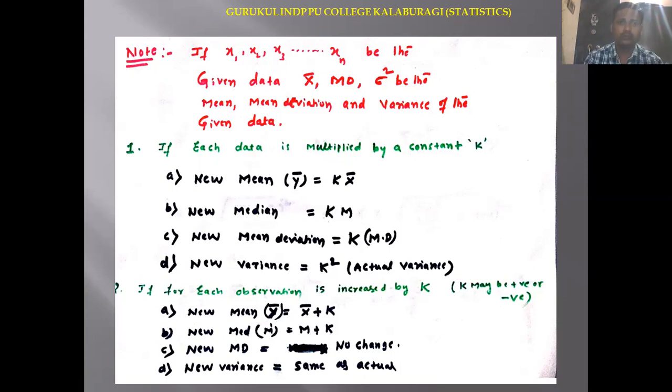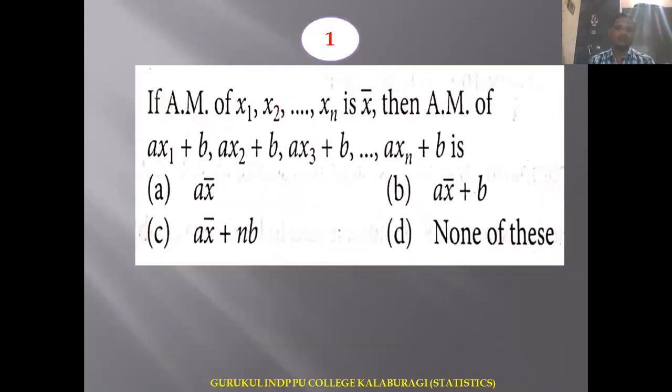Now let us go through some examples. The first example: if the AM of x1, x2, x3, and so on up to xn is x bar, then we need to calculate the AM of ax1 plus b, ax2 plus b, ax3 plus b, and so on up to axn plus b. Now see here how each and every data value is modified. Each observation is multiplied by a and added by b.